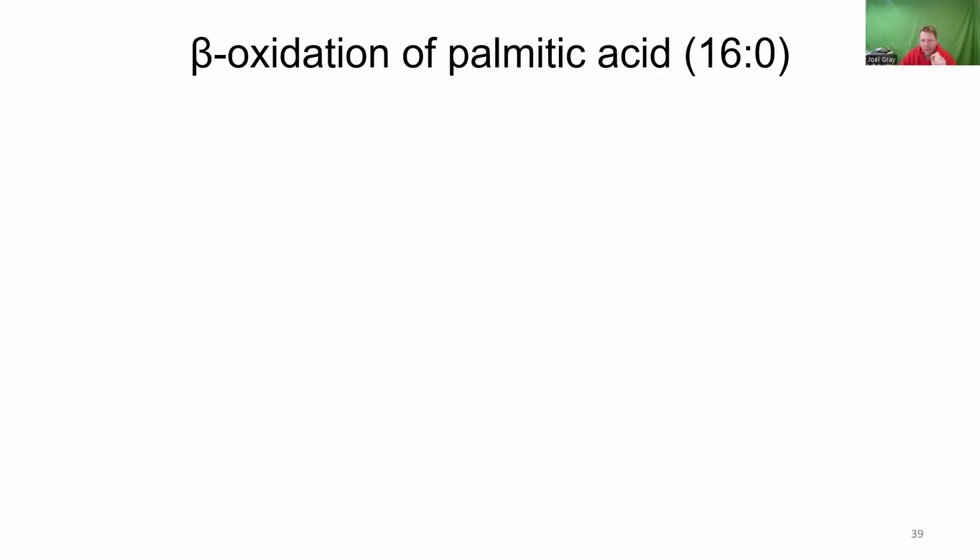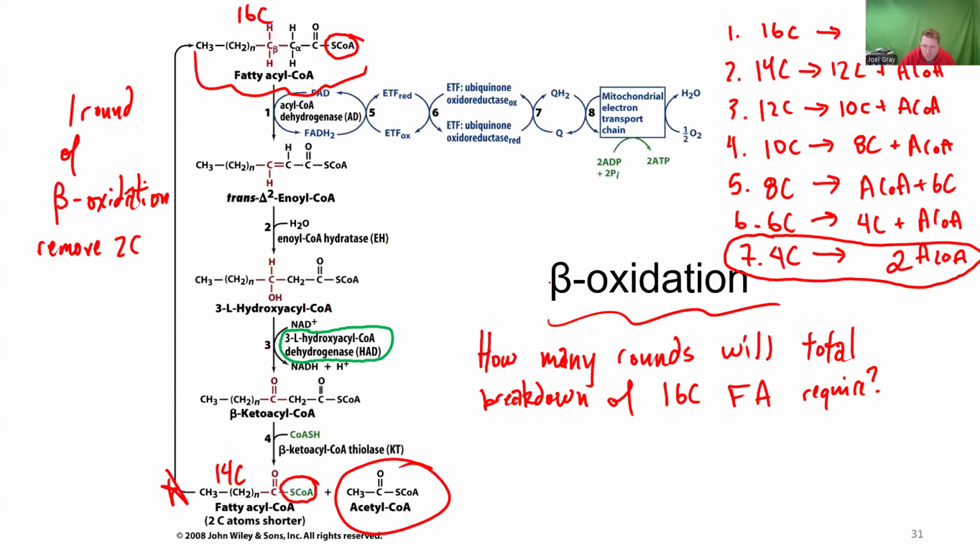How many rounds of beta oxidation will you do? I touched on this the other day and I want to bring it back. If you have a 16 carbon long fatty acid, your first round will give you a 14 carbon and an acetyl-CoA molecule. So that's 2 carbons. Your second round will give you 12 carbons and an acetyl-CoA. Third round, 10 carbons and acetyl-CoA. Fourth round, an 8 carbon long fatty acid and an acetyl-CoA.